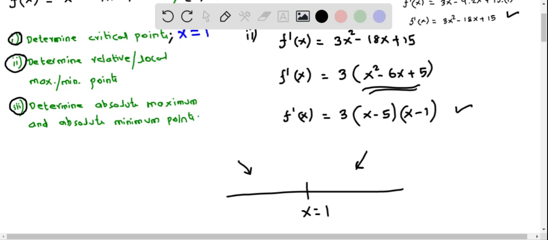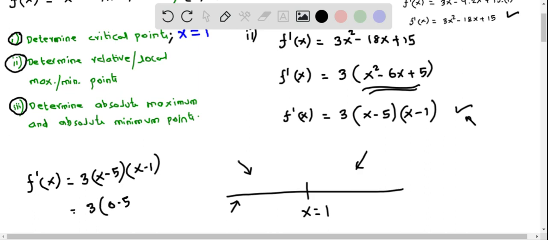So I can take any random values around this interval, that is, if x is less than 1, I can take even 0 and substitute into this f prime of x to determine its sign. So let's do that. I'm going to take x equal to 0. Let me copy it here. We have f prime of x equals 3 times (x minus 5) times (x minus 1). So when we replace x by 0, we get 3 times (0 minus 5) times (0 minus 1).